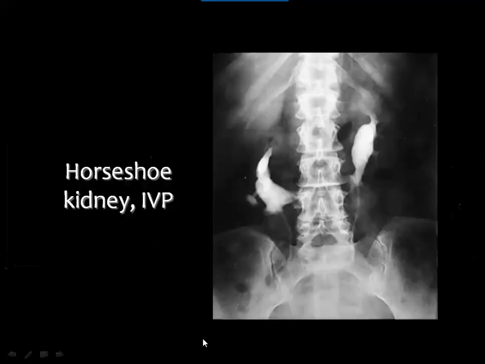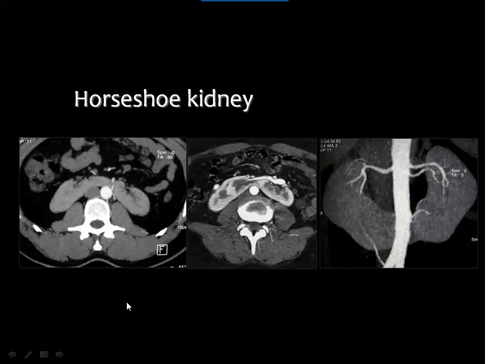Horseshoe kidney means that both kidneys are fused across the midline by functioning renal tissue or by fibrous tissue. This will result in malrotation of the pelvicalyceal system, giving the typical appearance of flower vase configuration. The ureters are usually normal, and they enter the bladder at a normal location. And you can diagnose horseshoe kidney by CT.